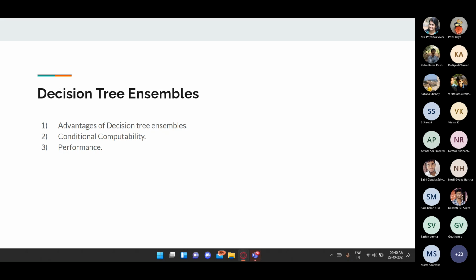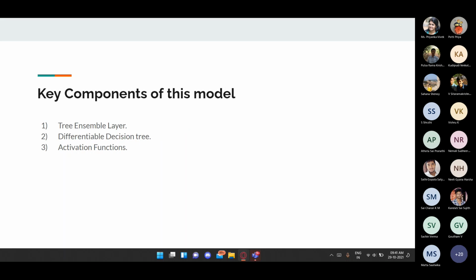And that's the only drawback or the caveat with such ensembles. But otherwise, this is one of the best models that can be used for most applicative ML problems. So coming to the key components of this model that have been discussed in the paper. One is the tree ensemble layer. The second is a differentiable decision tree, and the third are the activation functions that they've used.